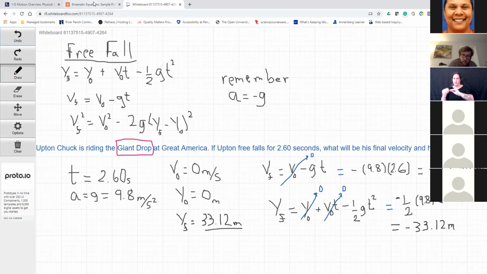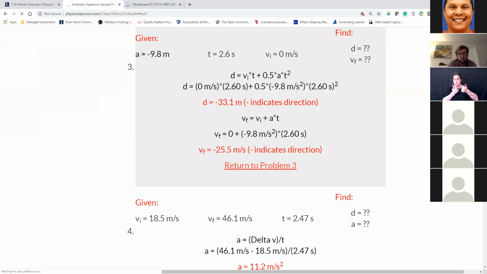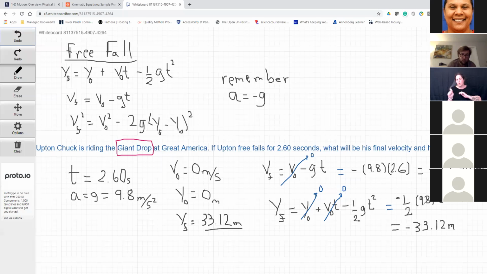Okay. All right. So I'll capture this one for you, and I'll save it. And let's see if I got it correct. Yeah. So they got minus 25.5 meters per second, and I got minus 25.48. They round it, no big deal, okay?